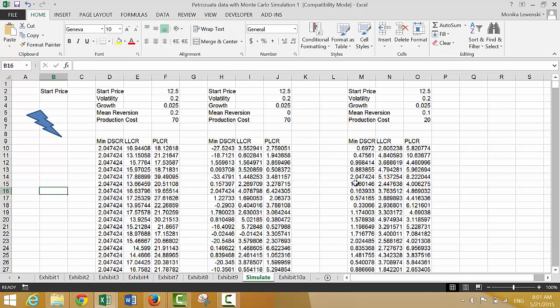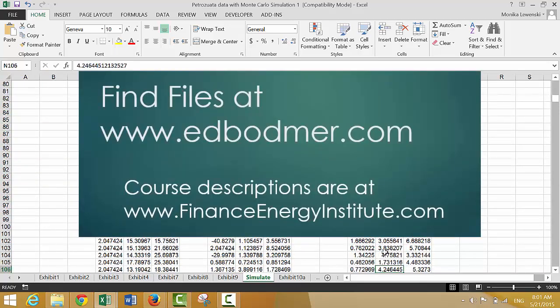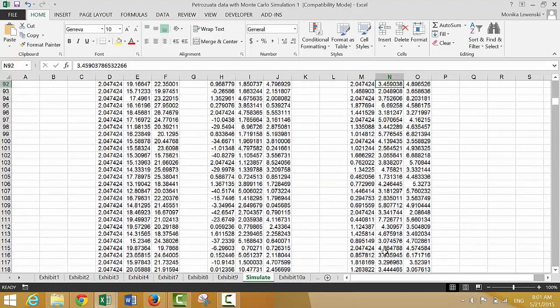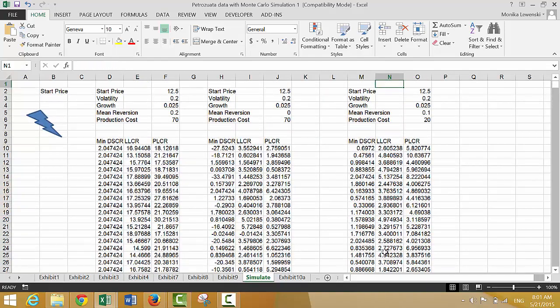On this one, we occasionally do get a minimum DSCR below 1. We virtually never get a PLCR or LLCR below 1. I haven't really looked, but I'm sure maybe we get some below 1. Is there any below 1? I can't see one yet. So this probability of default, they said the probability of default was some crazy number like 30%. How absolutely ridiculous. In this case, we have a really low production cost, and we have a really low mean reversion, so it can wander around a whole lot.